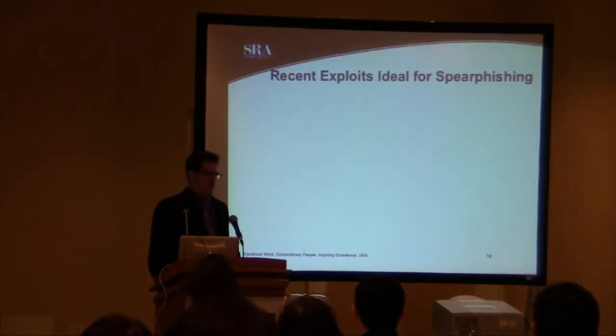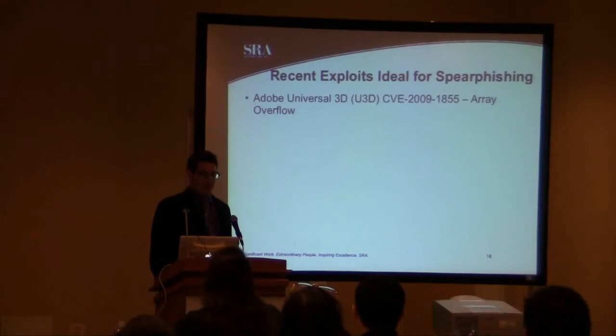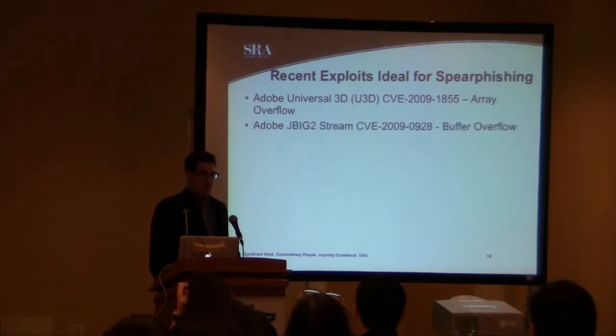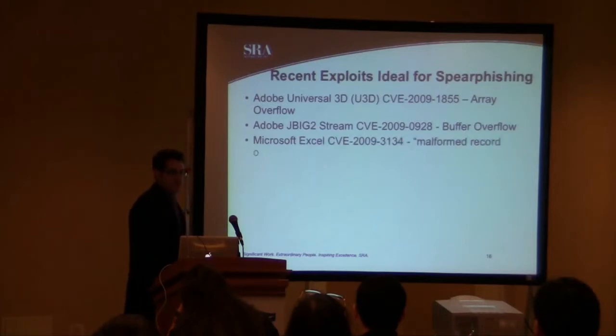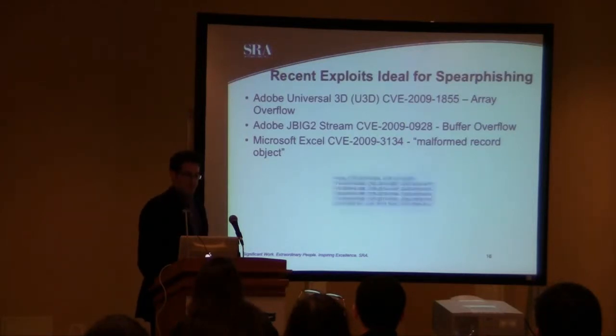So, a couple of recent exploits that are ideal for this type of activity. In 2009, there's the Adobe Universal 3D array overflow. There was the Adobe JBIG2, which was pretty prevalent after last April when it came out. The Microsoft Excel CVE 2009. This one was very interesting. Also, it contained a couple of interesting approaches to how the exploit functioned.